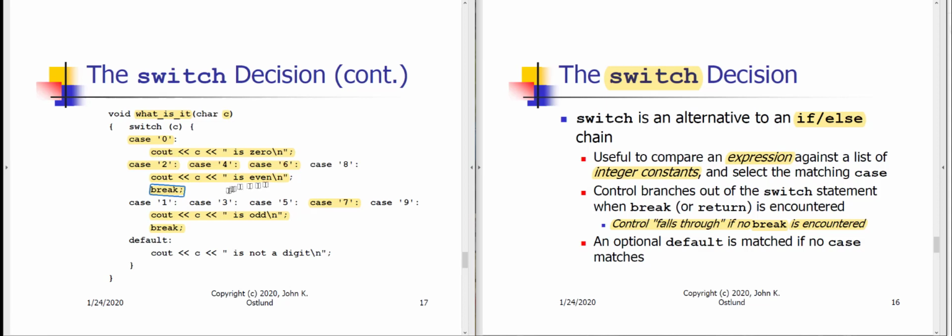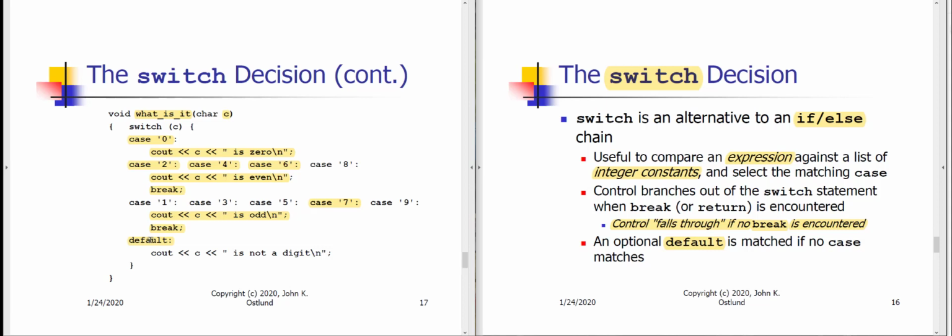Now, each one of these case labels is only permitted to occur one time within the switch. So I have case character 0, character 2, 4, 6, 8, 1, 3, 5, 7, 9. If I had case 9 appearing twice, then the compiler would yell at me, I'd get an error. It is also optional but common to have a default label in case none of the individual cases match.